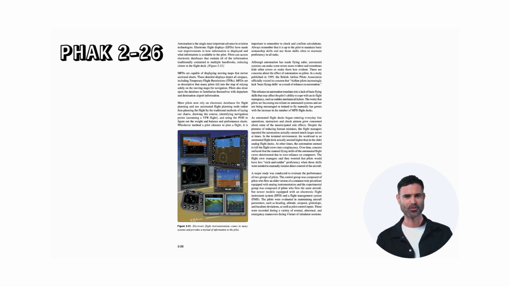Automation is the single most important advance in aviation technologies. Electronic flight displays, EFDs, have made vast improvements in how information is displayed and what information is available to the pilot. Pilots can access electronic databases that contain all of the information traditionally contained in multiple handbooks, reducing clutter in the flight deck. MFDs are capable of displaying moving maps that mirror sectional charts. These detailed displays depict all airspace, including temporary flight restrictions, TFRs.